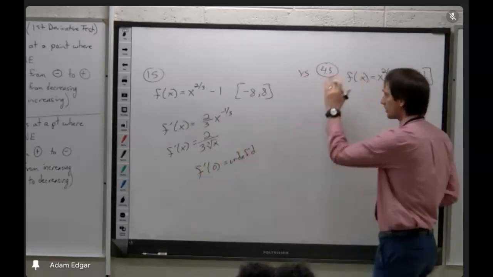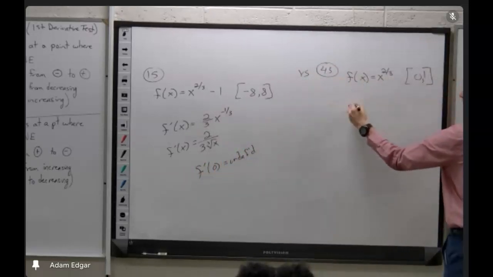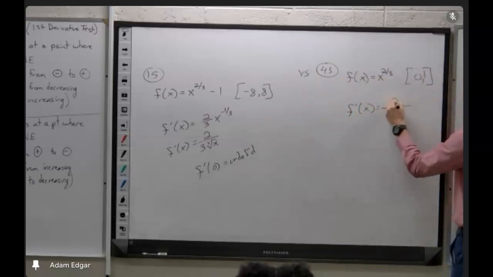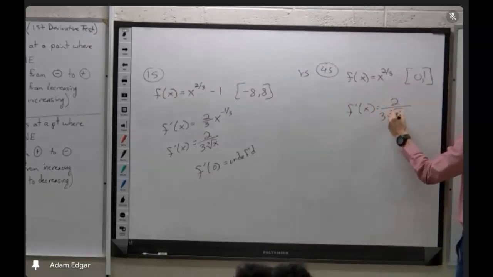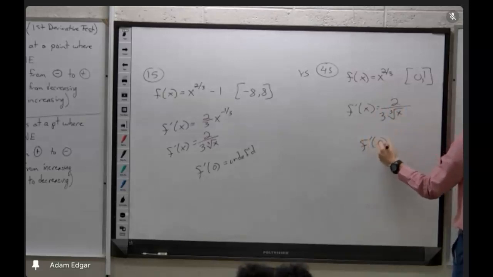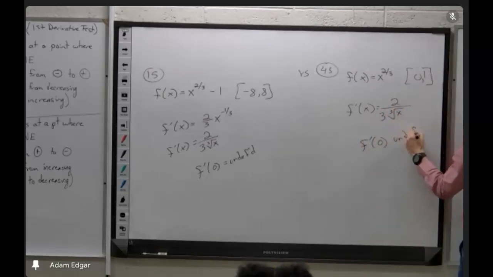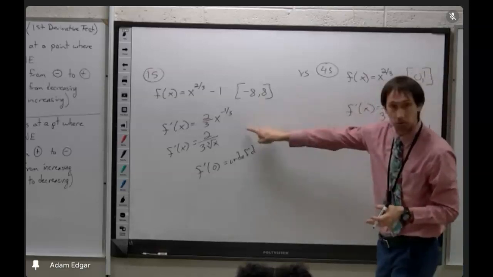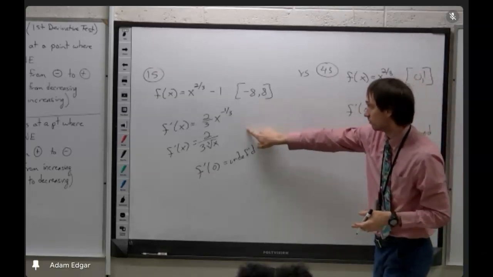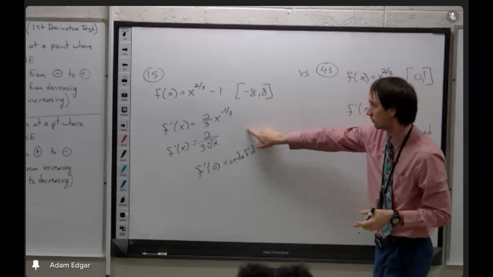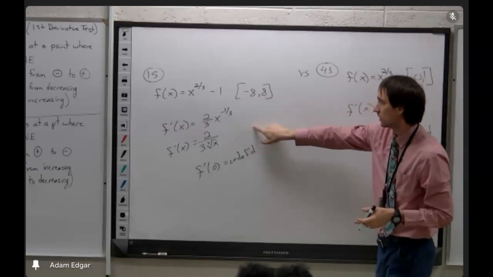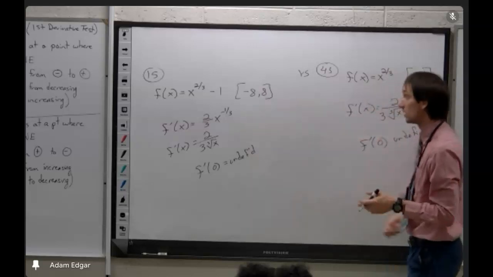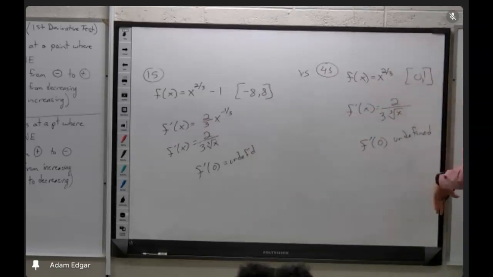And the same thing happens over here, right? So you have the same exact derivative. So it's 2 over 3 cube roots of x. And so again, f prime of 0 is undefined. So why are you allowed to apply Rolle's and mean value theorem to 15? So why can't you in 15, but you can do mean value theorem of 43?